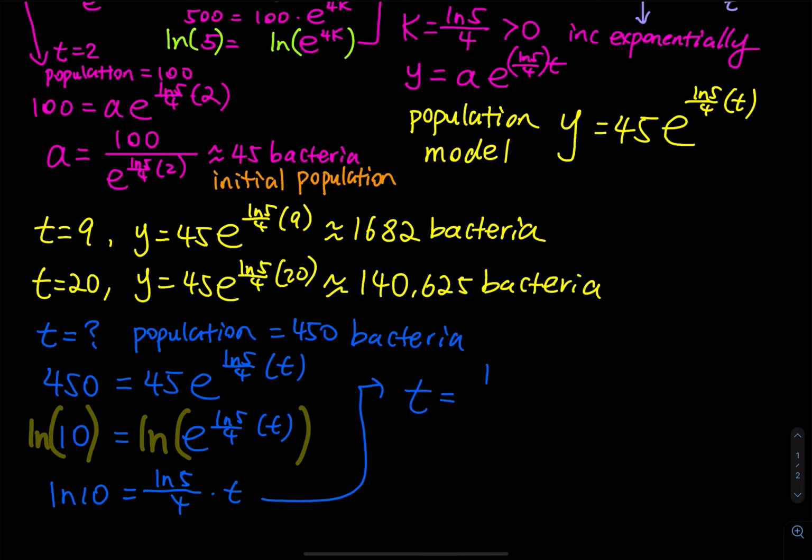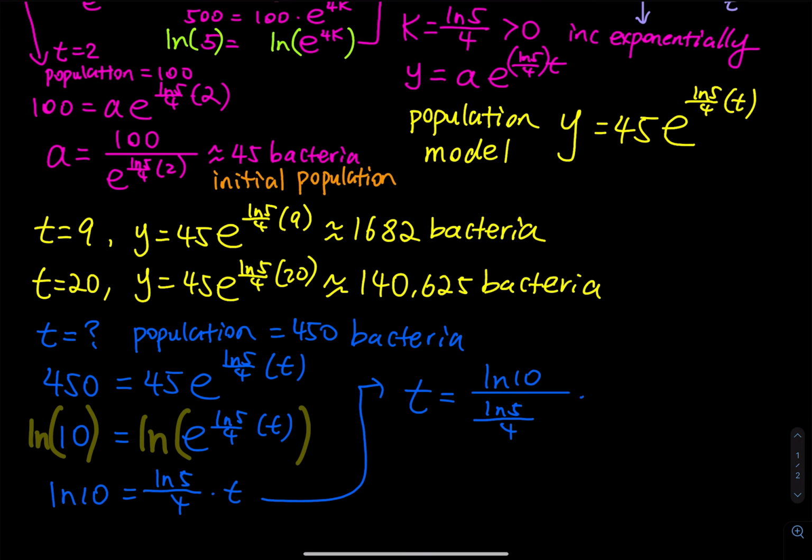So t is equal to ln10 divided by ln5, and then the whole thing divided by 4. Let's see what that equals. I don't know yet, so let me do this in my calculator. I'm going to do ln5 divided by 4 first. The result in my calculator is approximately 0.402. I am not going to approximate that. I will just use ln10 divided by the whole answer.